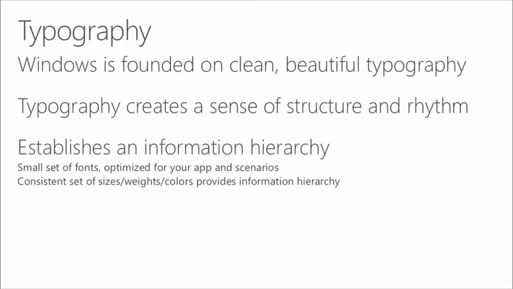We really wanted type to be clear and beautiful and easy to read throughout the system. So the type system within Windows is incredibly strong and incredibly full-featured. And we wanted to make it so it was not only beautiful to read and easily scaled and so on, but we wanted to provide typography as a way to provide structure and rhythm to the app. And really we do that by using a subset of fonts, sizes, and weights in order to communicate an information hierarchy. So you can see, this is an article that has a title and a subtitle and a date that it was posted and some body text, and you can see the relationship amongst all of those different elements.